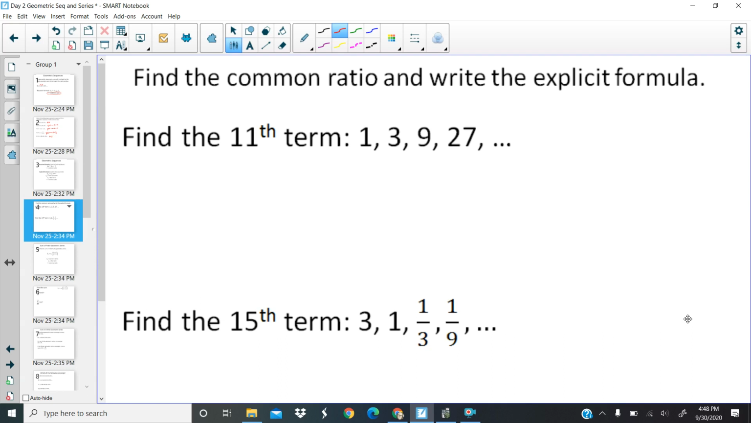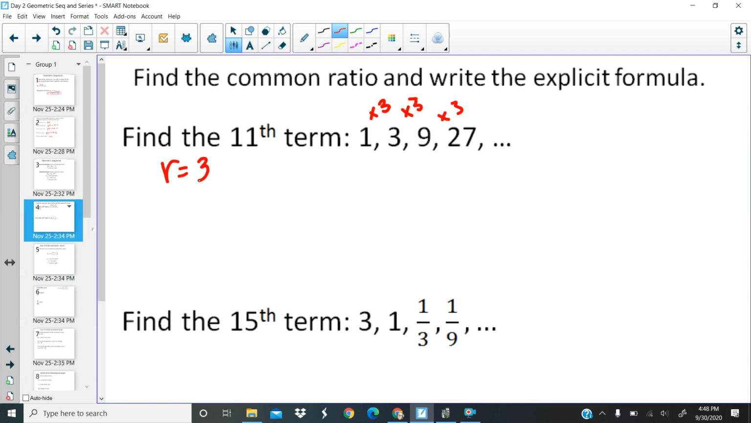So first I'm going to find the common ratio. So to get from 1 to 3, I am multiplying by 3. From 3 to 9, you're multiplying by 3, and so on from 9 to 27. So my common ratio is going to be 3.